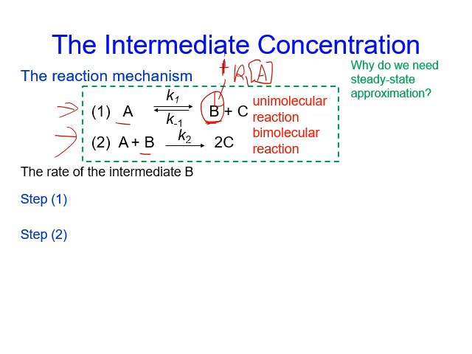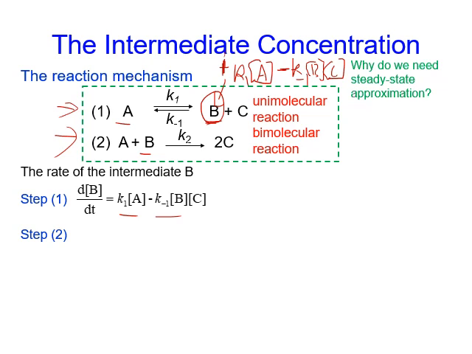And the reverse reaction consumes B, so it should have a negative sign. The rate constant is k minus 1, and the reactants for the reverse reaction are B and C. So that's the rate law for step 1 for B, how fast B changes. You have the forward reaction producing B and the reverse reaction consuming B.